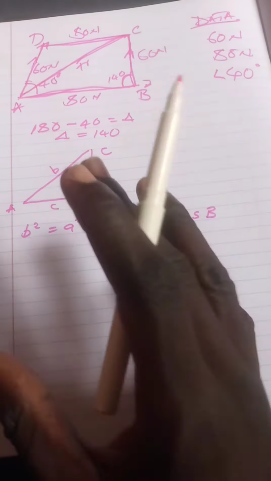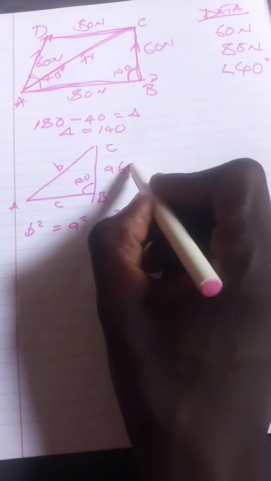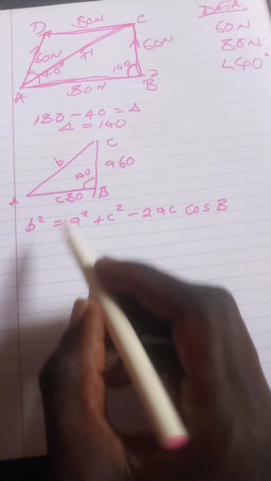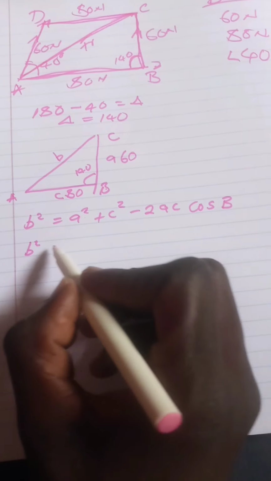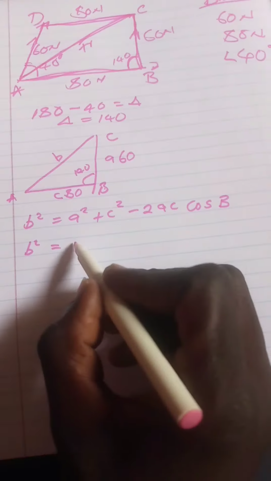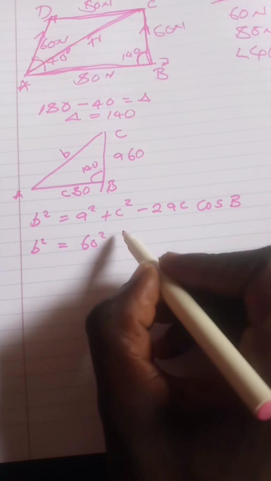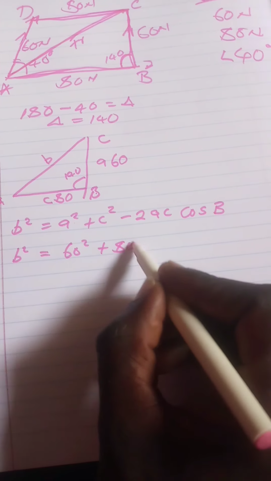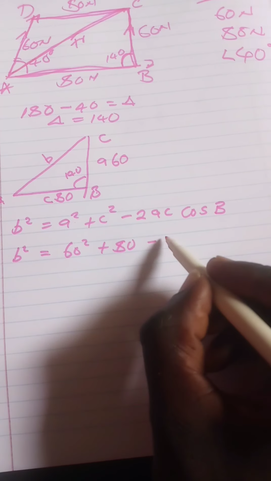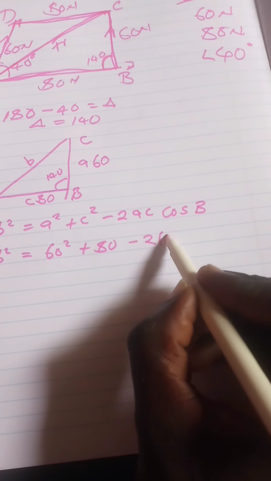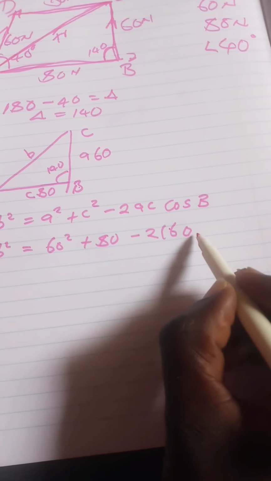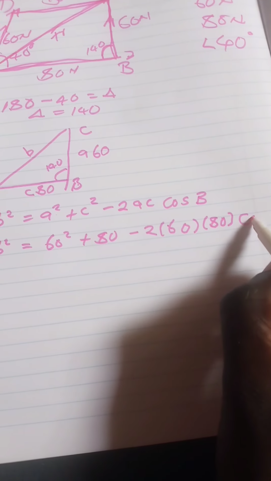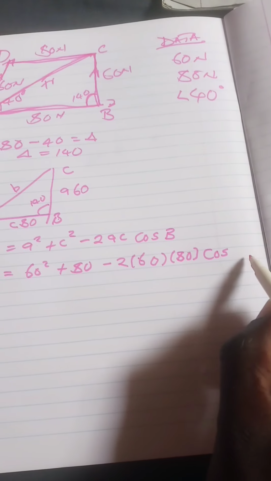So we have all our data. This is 60 and this is 80. So we can start solving. The small b is what we are looking for, is equal to the small a, we have it 60 squared, plus the small c is 80 squared, minus 2 times 60 times 80 cos, the angle is 140.